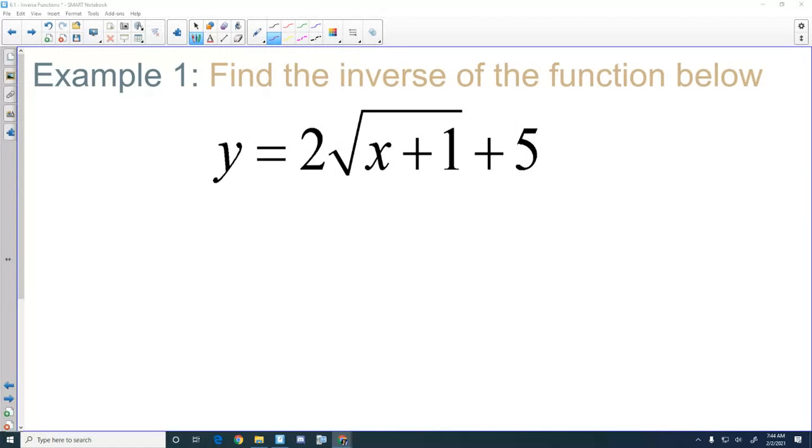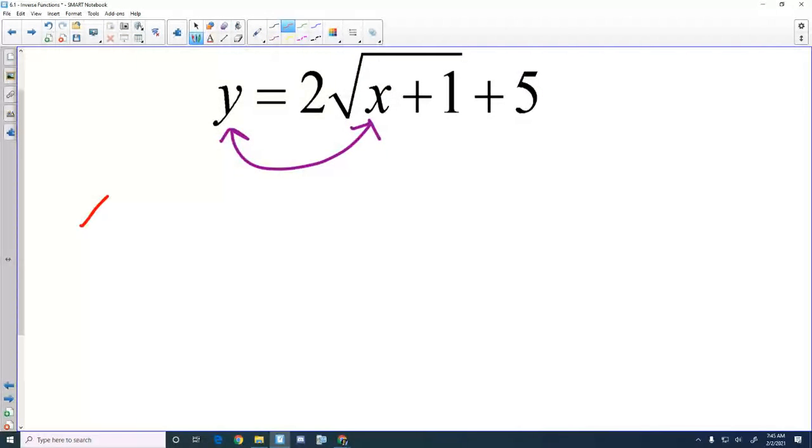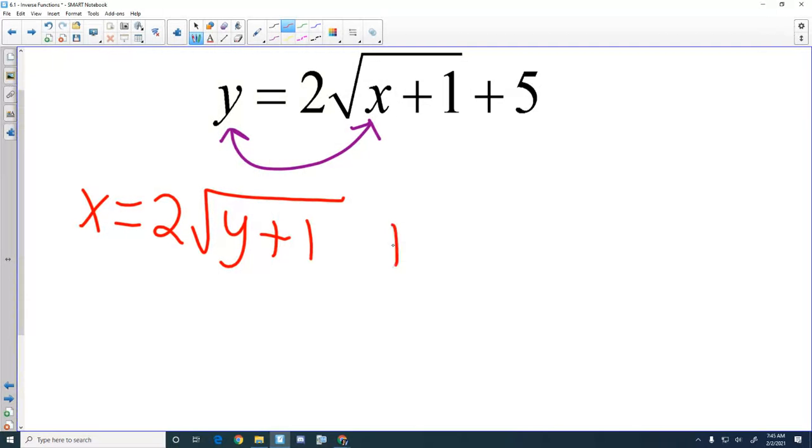Okay, so let's go through this together. There's really like 2 steps. Step 1 is to swap the x and the y. So you're literally writing that exact same equation, just if there's an x, you write y. If there's a y, you write x. And so this is going to be x equals 2 times the square root of y plus 1 plus 5. And now our goal is to solve for the y. We want to get this new y variable all by itself on one side, so it just says y equals.